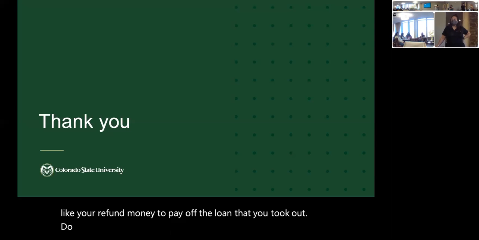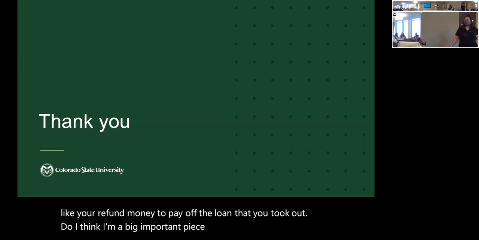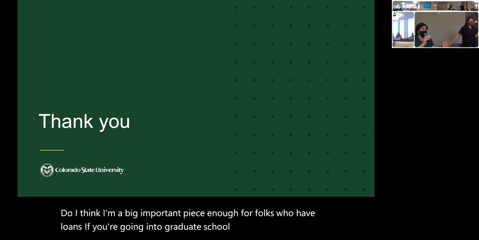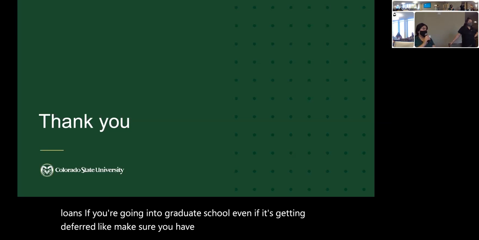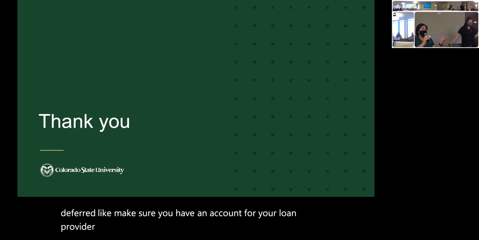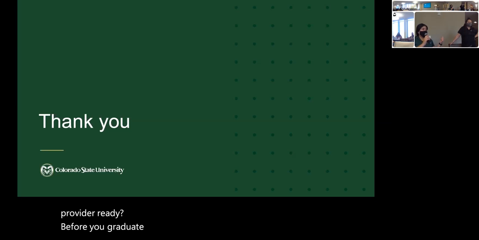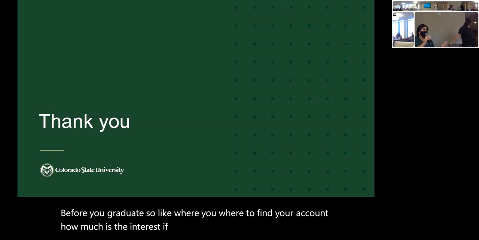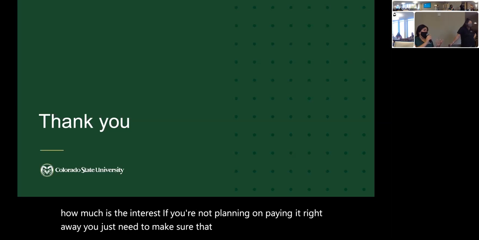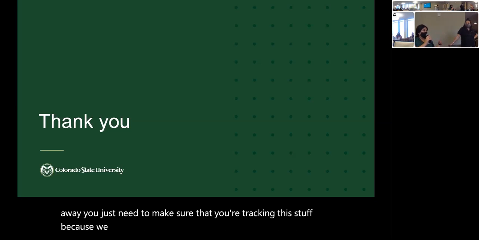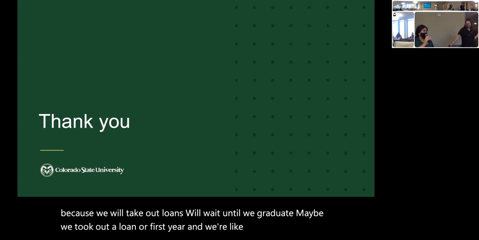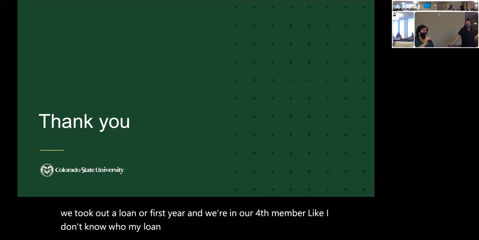I think a big important piece to know for folks who have loans, if you're going into graduate school, even if it's getting deferred, is to make sure you have an account for your loan provider ready before you graduate, so you know where to find your account, and how much the interest is if you're not planning on paying it right away. You just need to make sure that you're tracking that stuff, because we'll take out loans, wait until we graduate, maybe we took out a loan our first year and we're in our 4th year, and we're like, I don't know who my loan provider is, I don't know how much I took out, how much interest have I accrued.